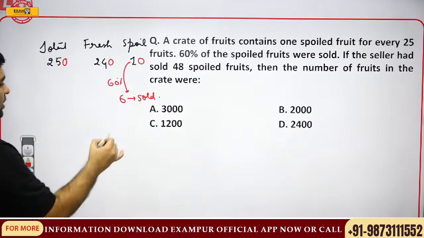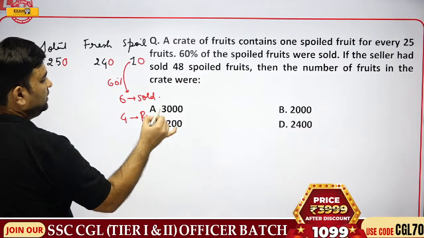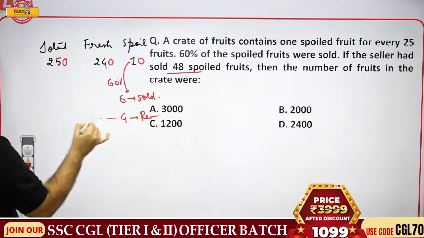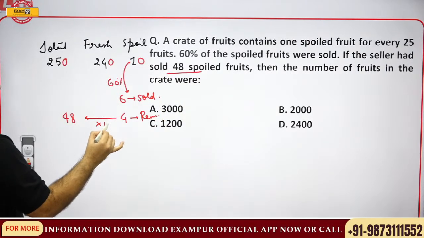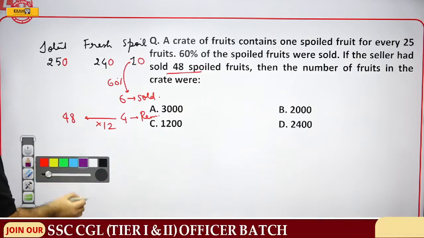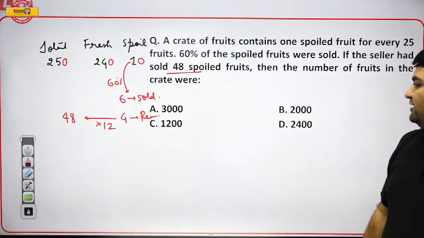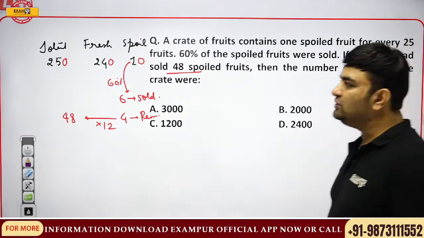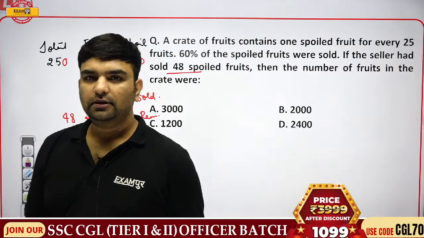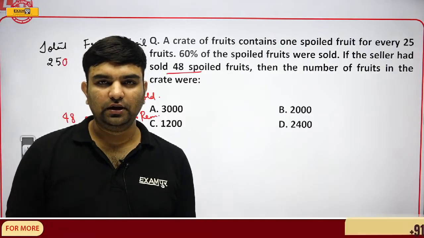Now, according to the ratio, 4 are remaining, which is given as 48. So multiplication of 12. Number of fruits in the carton was... So they are asking the total number of fruits.